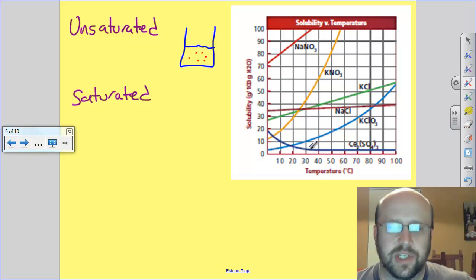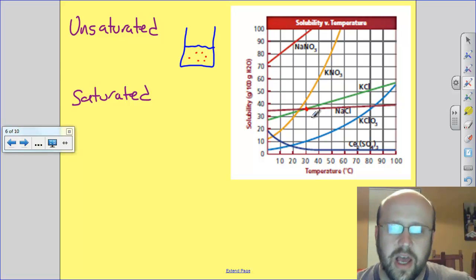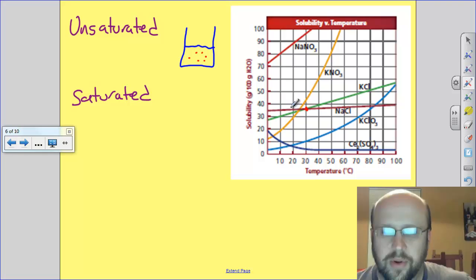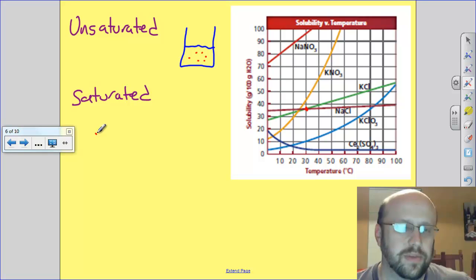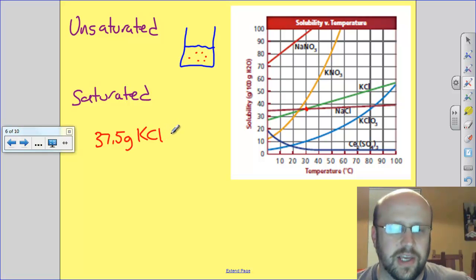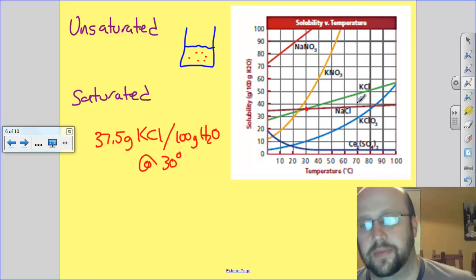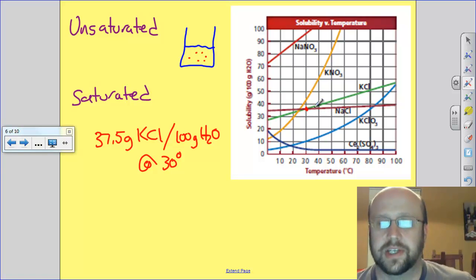So if I was at 30 degrees, which is down here, and I went up on my chart till I got to the green line there, where KCl is, it's right there. And so then I would read across, and that's at about, I don't know, 37.5 grams, something like that. Obviously, it's a graph, so I'm making a little estimation. That means that I could put 37.5 grams of KCl in 100 grams of water at that temperature, at 30 degrees Celsius.